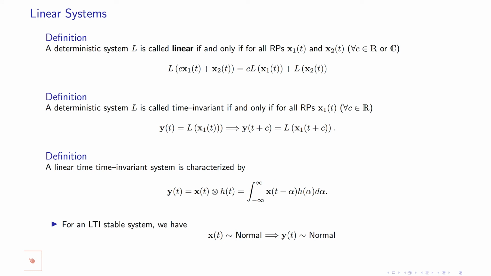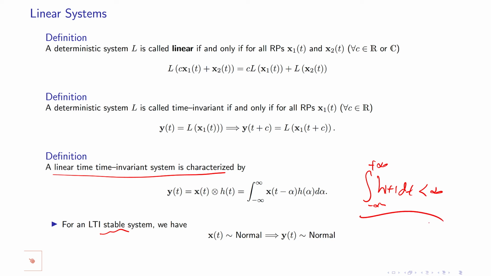For example, if you have any linear time invariant system which is also stable, we say a system is stable if the integral of the absolute value of h(t) from minus infinity to infinity dt is a finite number. So if you have an LTI system which is stable, and if the input is normal, the output also shall be normal. Sometimes we use this as a definition, but here you can use it as a theorem exercise. Using this integral, prove that the output should always be a normal random process.